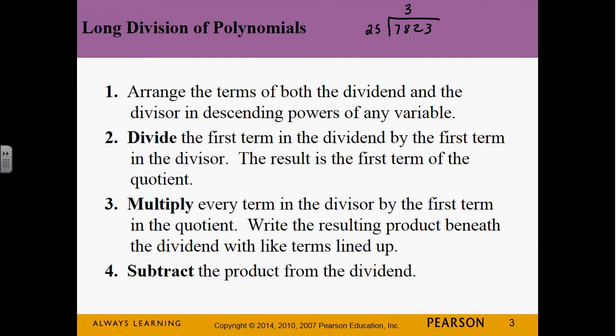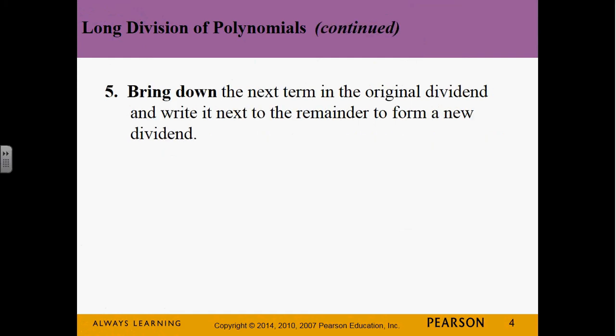So 3 times 5 is 15, carry the 1, 3 times 2 is 6, plus 1 is 7, so 75. We line that up properly so that it's under the correct value, and then what do we do? We subtract that, right? And then we bring down the next term, or next number. These are the steps that we're going to follow for long division of polynomials too. Bring down is the last step.